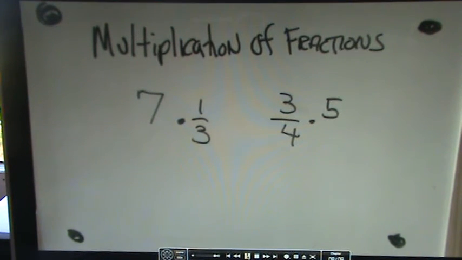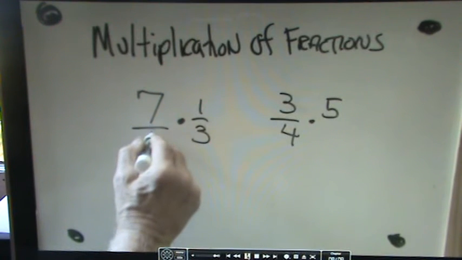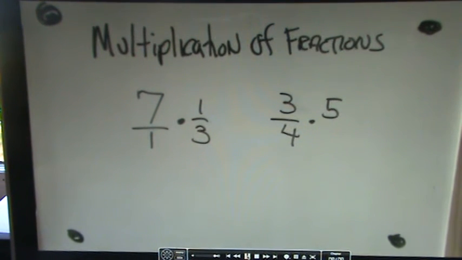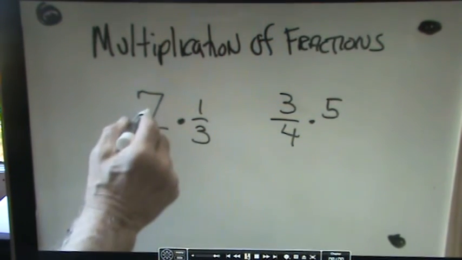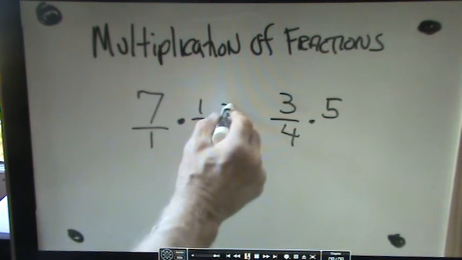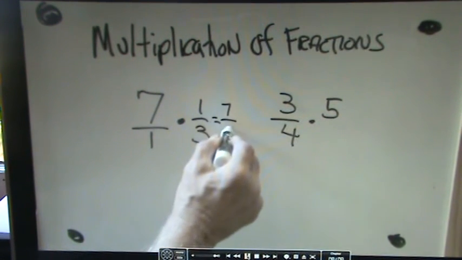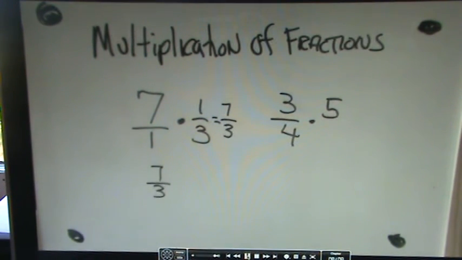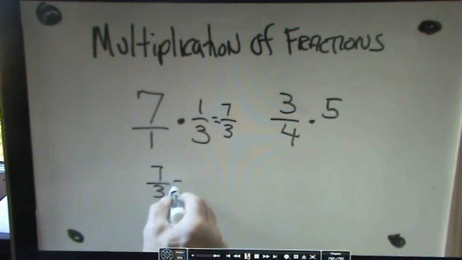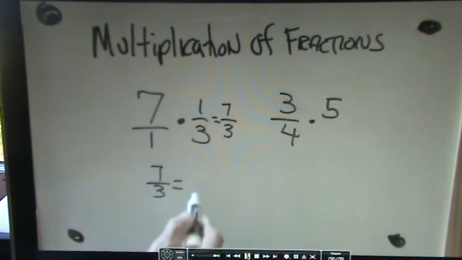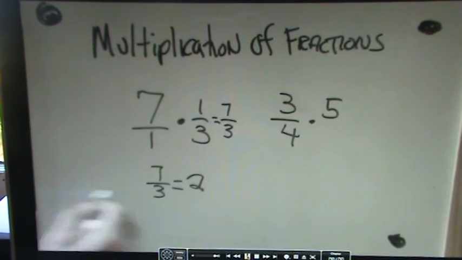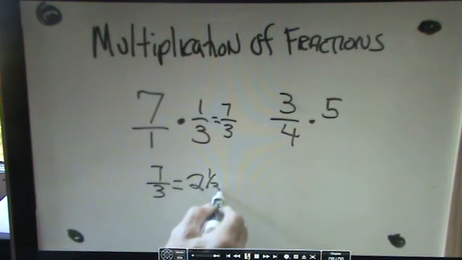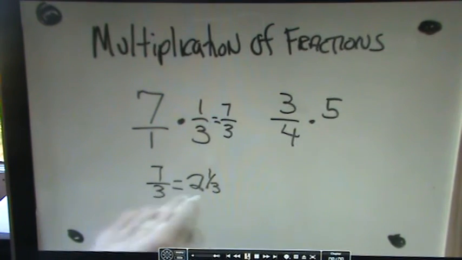Okay, problem number 1. The first one, we put the number 7 and make a fraction out of it, 7 over 1, which is equal to the number 7, and then we just multiply. 7 times 1 is 7. 1 times 3 is 3. So we get 7/3, but that's an improper fraction, and so we have to change it. We divide 3 into 7. We'll go 2 times, and I have 1 left over. So 2 1/3 is our answer. Let's go to the next one.